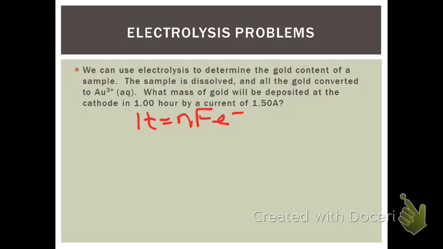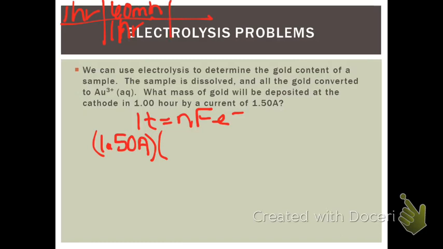Now, here's the weird part. The I is the amps, 1.50 amps. The t has to be in seconds. So 1 hour in seconds is going to be, oh shoot, I'm screwing up. I need to write up here. 1 hour is 60 minutes. And then 1 minute, 60 seconds. And you're going to get 3,600 seconds.